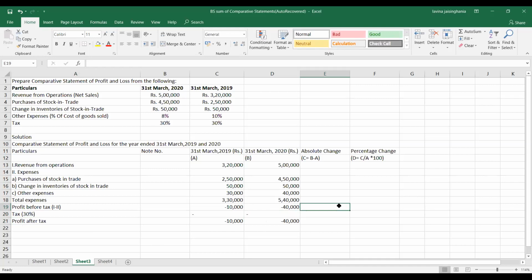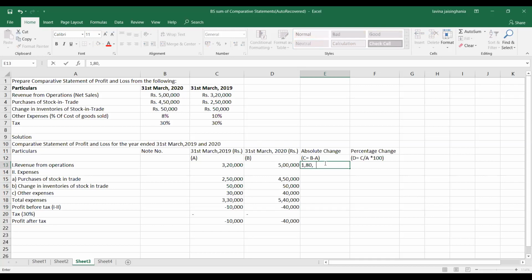Now what we have to do is the same working that we did for the balance sheet. Okay, so let us do it. First of all, absolute change, that means how much a particular item has increased from the previous year. See, from 3 lakh 20,000 it has increased to 5 lakh, that means the difference, 5 lakh minus 3 lakh 20,000, B minus A, will give you 1,80,000.